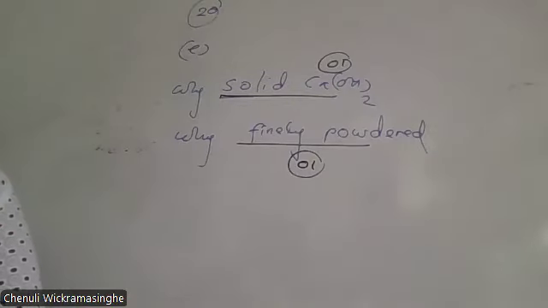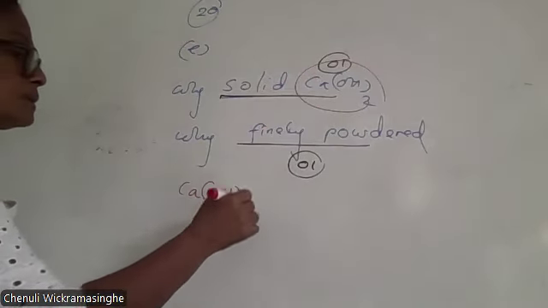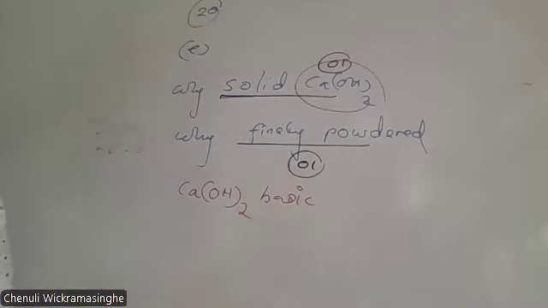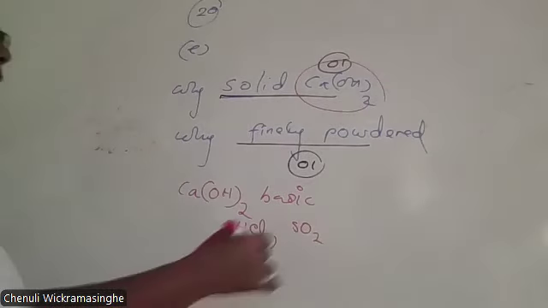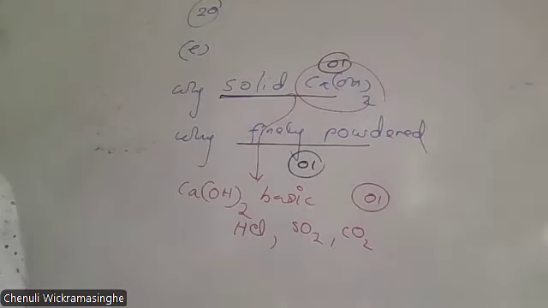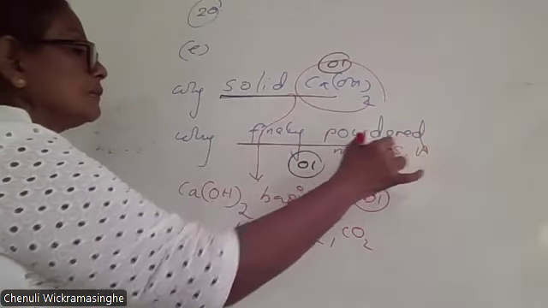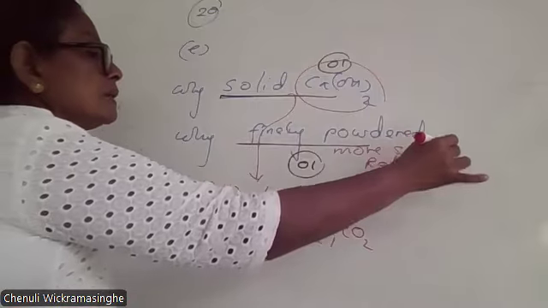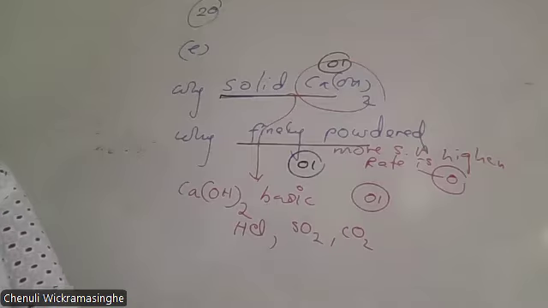So to answer the first part, why solid calcium hydroxide? Because calcium hydroxide is basic. There are lots of acidic gases coming out from the polymer burning in the incinerator. So it absorbs acidic gases such as hydrogen fluoride, sulfur dioxide, as well as carbon dioxide. That is why calcium hydroxide is used. That gets 1 mark. Why finely powdered? Because it has more surface area, so the rate of the reaction is higher. Mentioning that gets the second mark. So we came to the end of question number 20. We move on to question number 21.